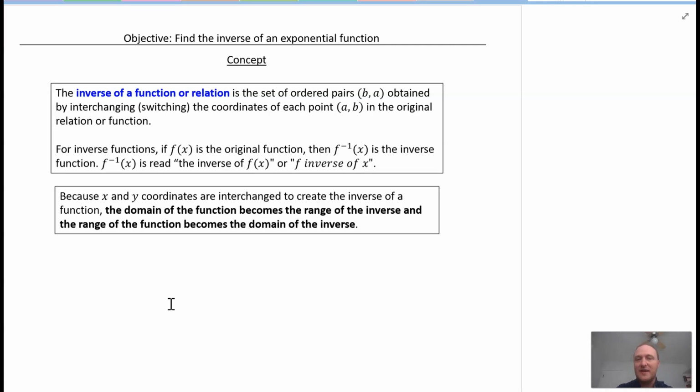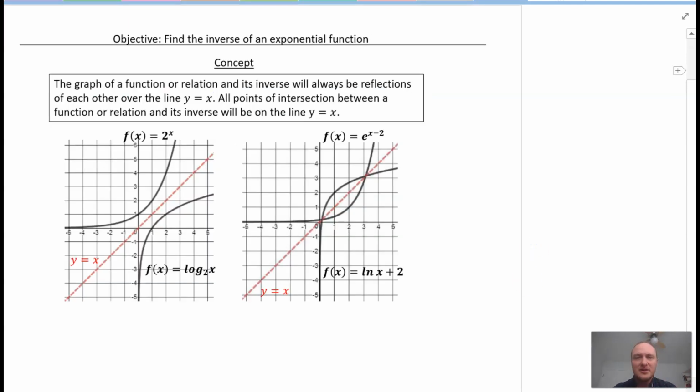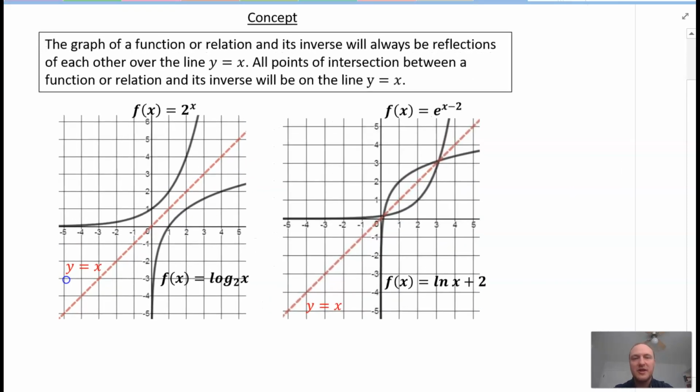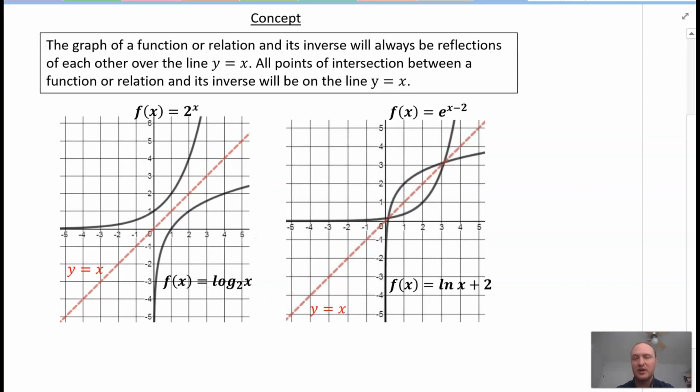For inverse functions, if f of x is the original function, then f inverse of x is the inverse function, right? And then just a little note about how we pronounce that: f inverse of x is read just as that. We don't say f to the power of -1, okay? Because x and y coordinates are interchanged to create an inverse function, the domain and the range essentially switch, and that makes sense. So here is a graph of a function or relation and its inverse, and they will always be reflections over the line y equals x. If we were to switch a and b, these are the images you would obtain.